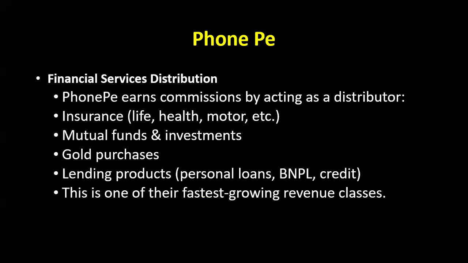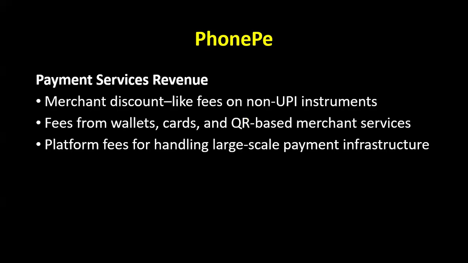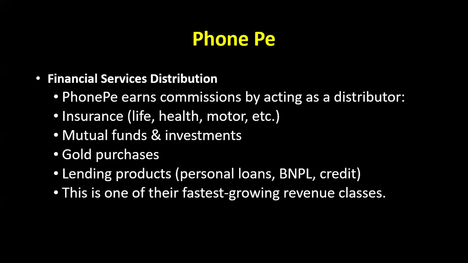Financial services distribution. PhonePe earns commission by acting as a distributor. Distributor of insurance, life, health, motor, and various types of insurance. It also distributes mutual funds and investments and earns commissions on that. Gold purchases, lending products like personal loans, credits. So this is one of their fastest growing revenue classes, the financial service distribution. One is payment services. The other one is financial service distribution.